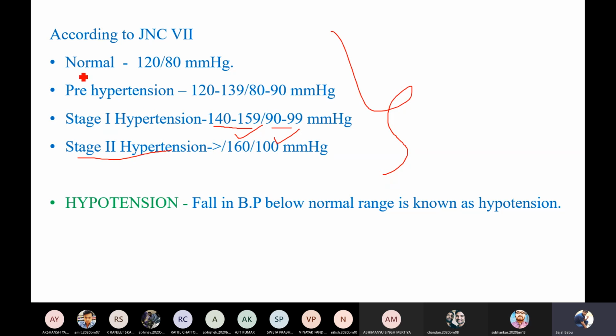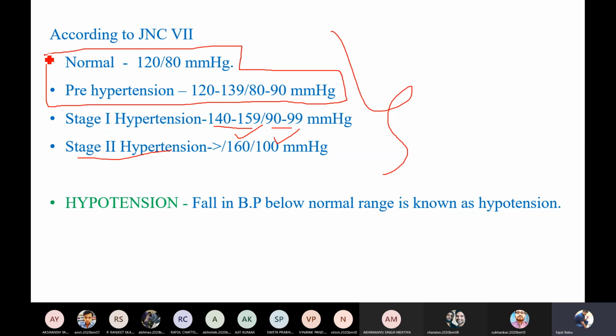If you are going to do the lab, then in the lab you may be asked what the ranges are. If you have 120 by 80, then you can consider yourself an ideal human being.